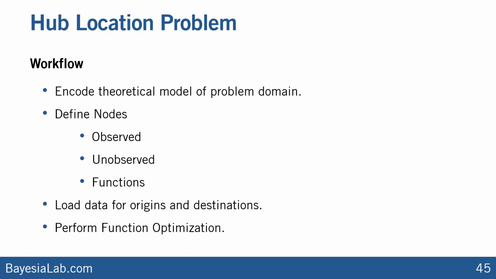We will encode a theoretical model of our practical problem. For that, we will need to define nodes, observed, unobserved, and I will share function nodes, how they work. We've received a lot of questions about function nodes, so I thought it would be good to show how they work. And then once we have that theoretical model, then we load the actual data of the origins and destinations that we have defined, and then perform a function optimization.